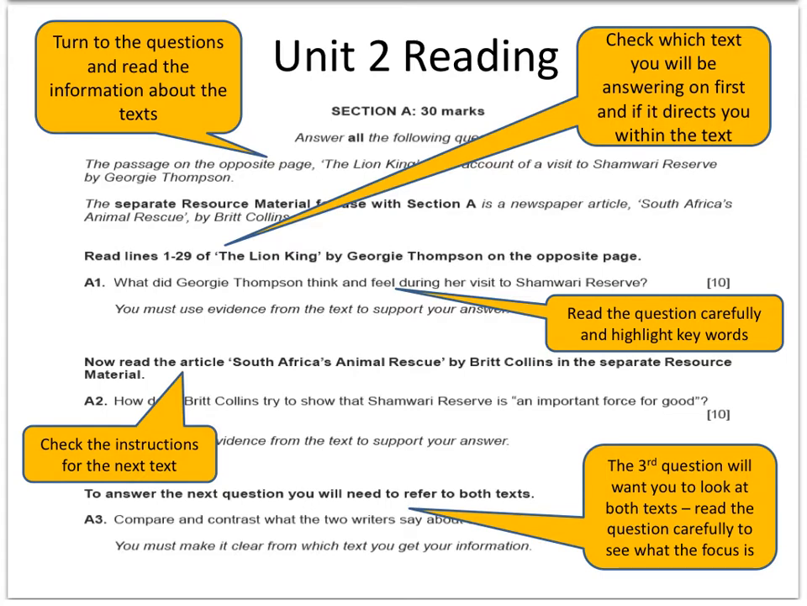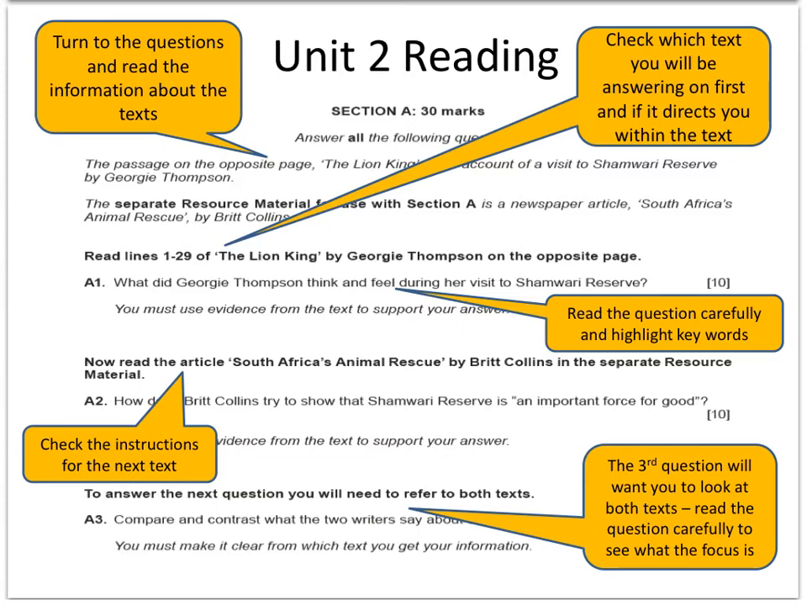You should read the questions carefully in that first 15 minutes and also read the information that you have about the text, in the resource materials. If we then look at the A1 question, it says read lines 1 to 29 of The Lion King by Georgie Thompson on the opposite page. So the first thing that you should do is to check which text you're going to be answering on first, and if it directs you within the text. So here, for example, it advises you to read lines 1 to 29. And as you've always done in the past, you must stick to that particular section.